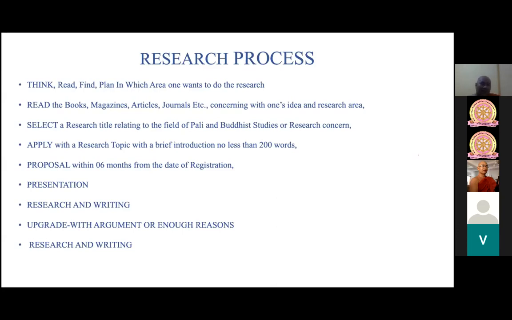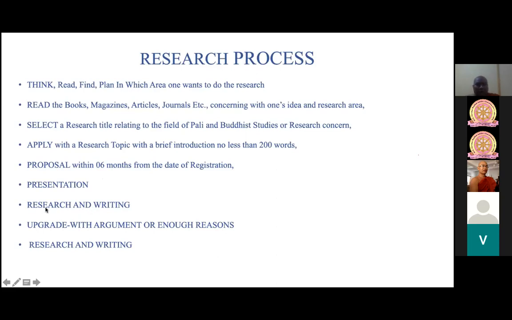Your research life starts. Then presentation, research and writing. First, the proposal presentation. We call it the proposal presentation here. After 6 months, with the approval of your supervisor and the academic board, you can do your presentation. It is called the first presentation or proposal presentation. Then, after your presentation, you can start again, research and write it again.